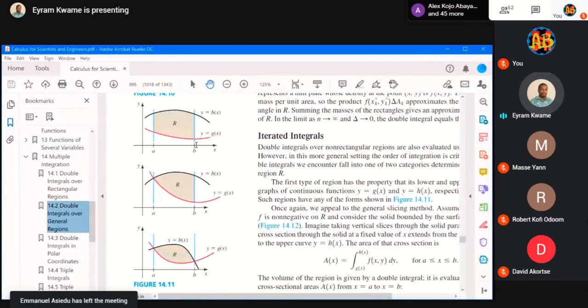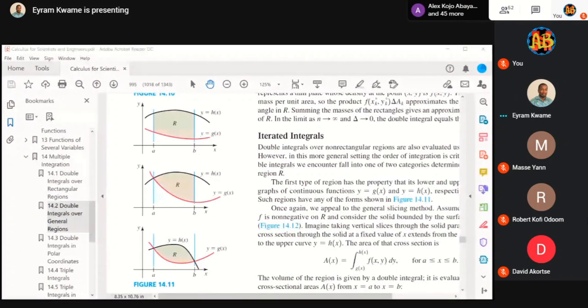I can rewrite the integral such that x is between a and b, while y will be bounded by g and h. So I'm looking at a situation where I need to just project that x is being bounded between a and b.